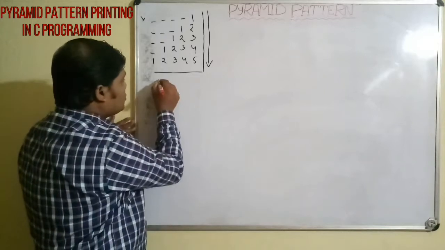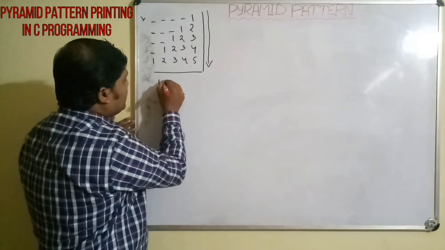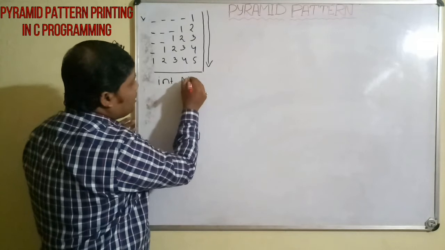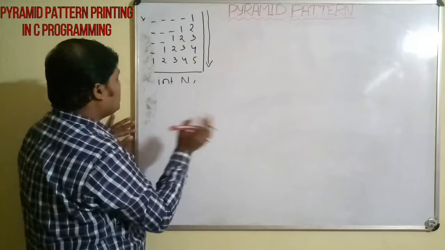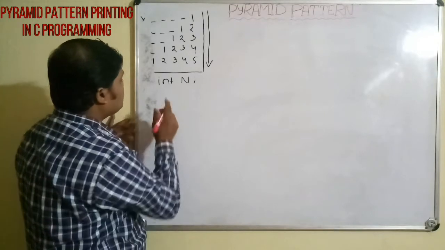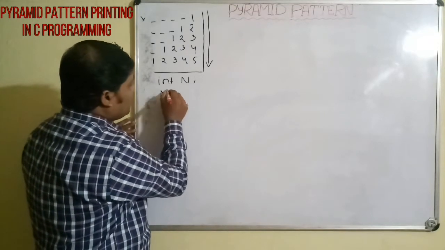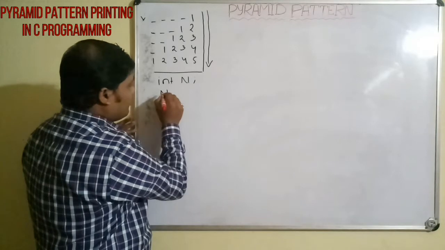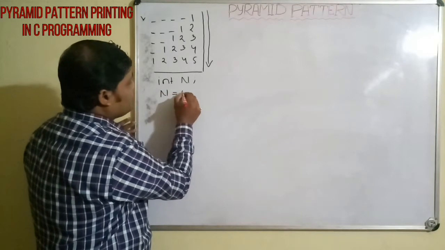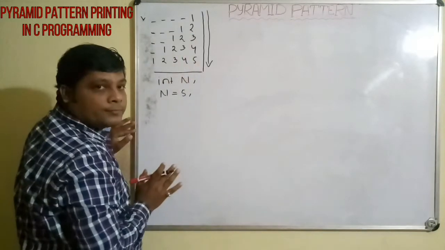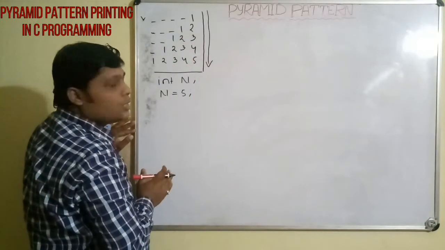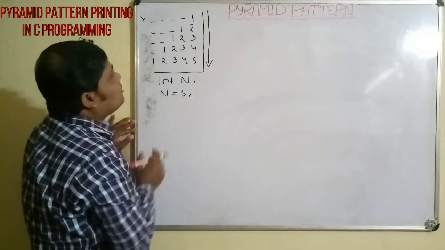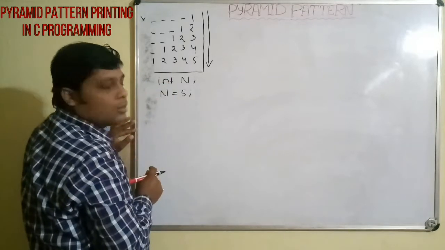Total 5 lines. So for lines, I am taking integer capital N as a variable for line number. We have discussed this in previous videos also. Suppose I am inputting the value of N as 5. So there are 5 lines. Clear? How to attempt this type of question? You just see what is the logic to solve this program.